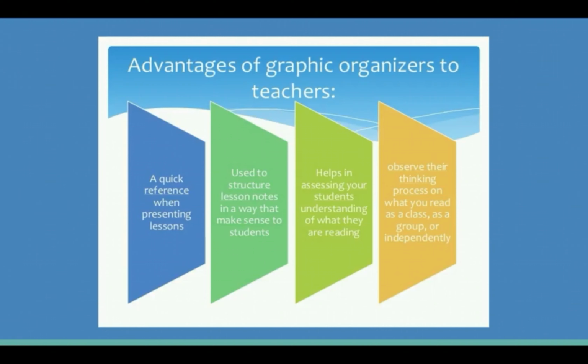So if you have a student who really struggles with organizing their recall of events or recall of a story or comprehension, and you just say, all right, everyone, write in your journal about what happened in chapter 3 of our book for this week.